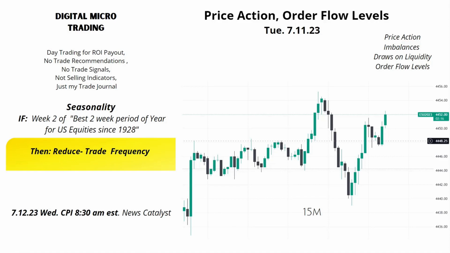Being it's the day before, we also are on seasonality, week 2 of the best 2-week period for U.S. equities since 1908. And again, I'm trying to reduce my trade frequency because as a mean reversion trader, I need to have a two-way trade versus these very shallow retracements. What I've got right here is a 15-minute chart. I'm just watching, no FOMO. We'll talk about price action imbalances, draws on liquidity, and order flow levels. Let's go more into the charts and talk about the levels.